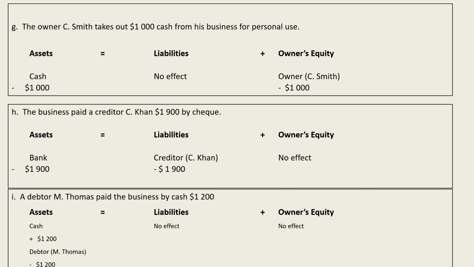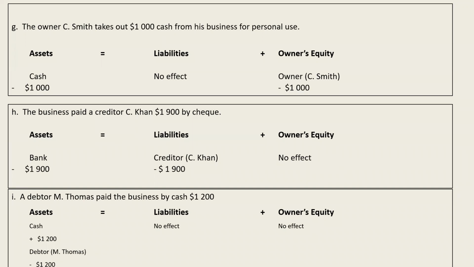And of course, under liabilities, C-Can has to also reduce the amount that the business is owing him. He cannot leave his liabilities as $1,900 owing to him by the business. It has to be reduced because the business paid by check. So you minus your creditor, C-Can, $1,900. And I, we're going to I now.